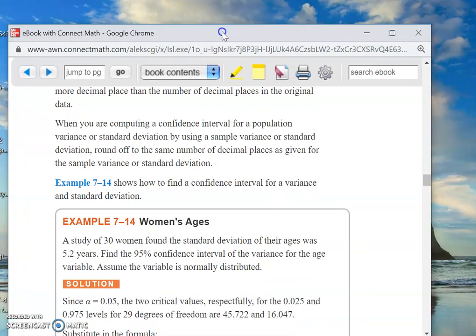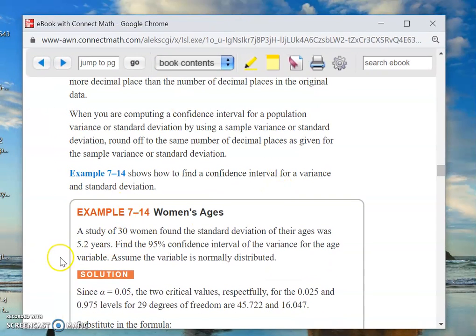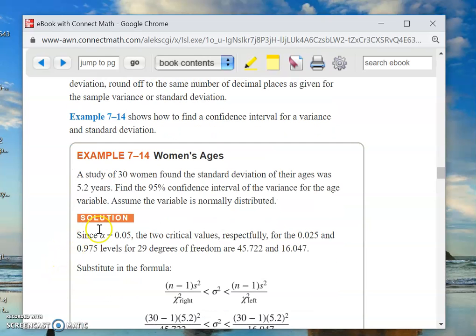So let's take a look at this example. We'll talk about women's ages, and we're going to find a confidence interval for the variance and for the standard deviation. A study of 30 women, so n is 30, found the standard deviation of their ages was 5.2 years. That is standard deviation, so that gives me s, because it's a sample of 30 women. So s is 5.2.